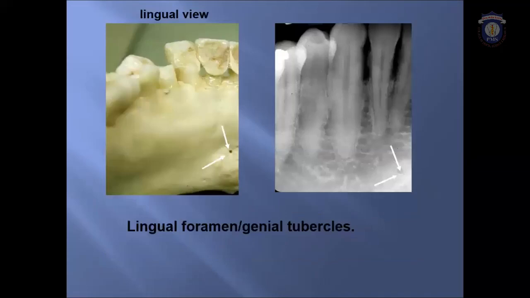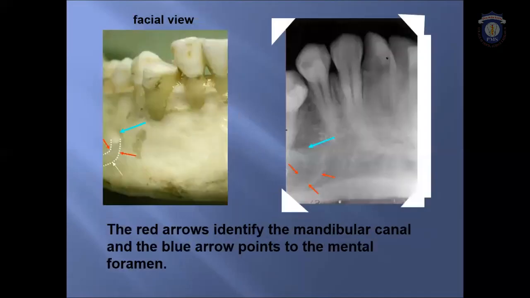In another figure, you can clearly see the prominence of the genial tubercle as well as the foramen referred to as the lingual foramen. Here, the white dotted lines show the path of the inferior alveolar canal, which ends at the mental foramen. In the corresponding radiograph, the blue arrow indicates the mental foramen, whereas the red arrow shows the path of the inferior alveolar canal or the mandibular canal.